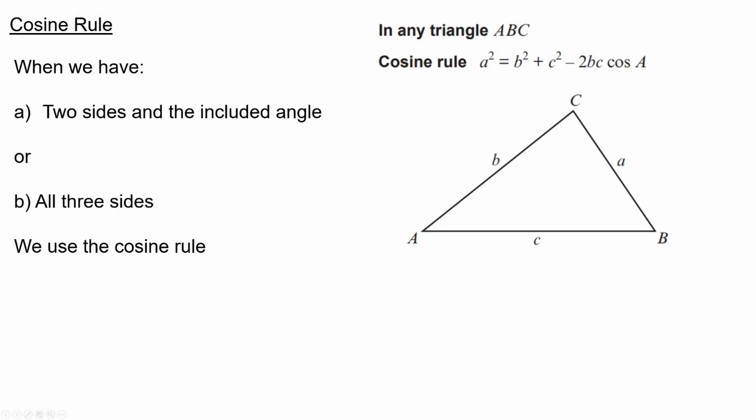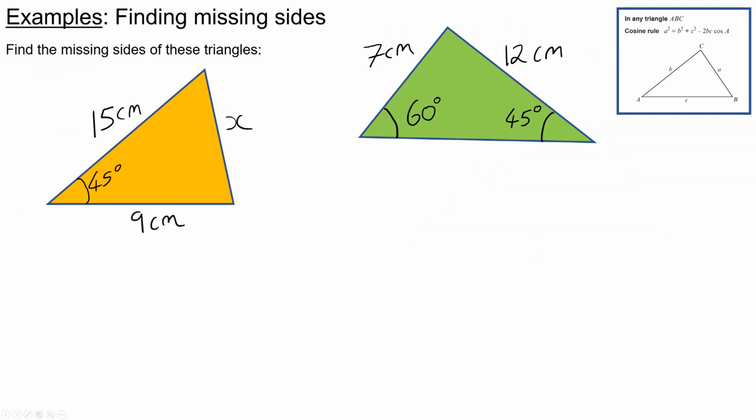Cosine rule is another rule which lets us work out missing sides and angles of triangles that are not right-angled. We use the cosine rule whenever we have two sides and the included angle, so two sides and the angle in between, or if we have all three sides. Let's have a look at some examples.